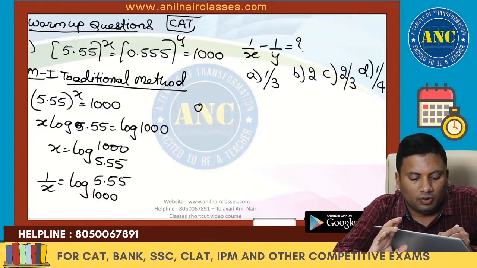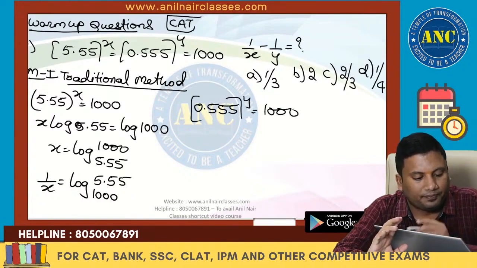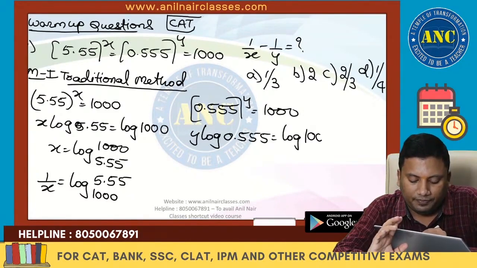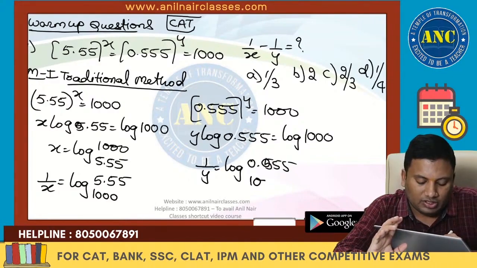Similarly, they will do it for the second value. 0.555 power y equivalent to 1000. Again they will apply logarithm. Y into log 0.555 equivalent to log 1000. So 1 by y will be equivalent to log 0.555 to the base 1000.